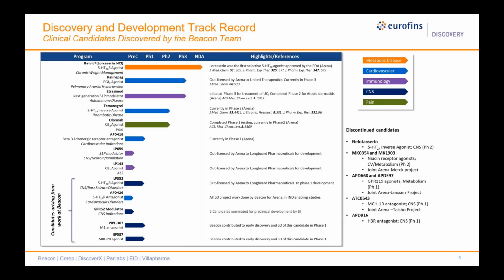Importantly, Beacon has also worked on orphan receptors, and the orphan receptors that we've put into the clinic are, first off, we discovered the natural receptor for the niacin ligand. And secondly, we've put compounds for GPR119 and GPR52 into the clinic with collaborators from Johnson & Johnson and Boehringer Ingelheim.